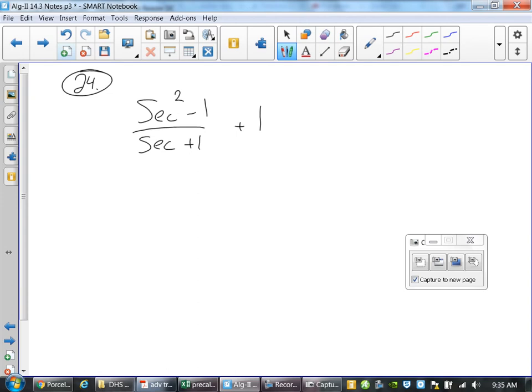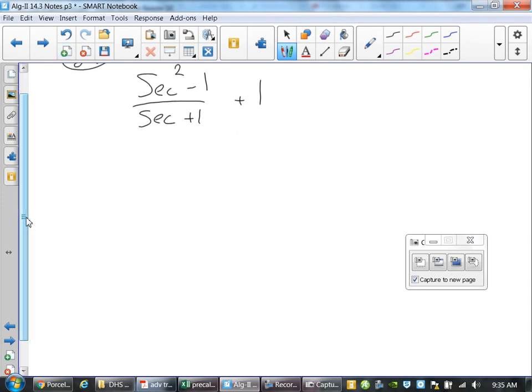All right. What is secant squared minus 1? Tangent squared. So I'm going to rewrite this as tangent squared over secant plus 1, plus 1. Okay?